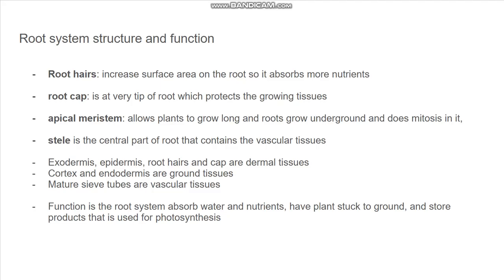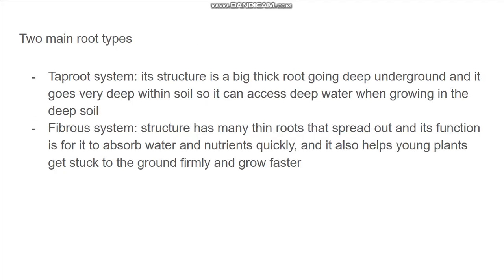so it remains stuck to the ground, and then store products that are used for photosynthesis. So there are actually two main types of root systems. One is the taproot system, and it's basically a big, thick root that goes deep underground to access water in the soil.